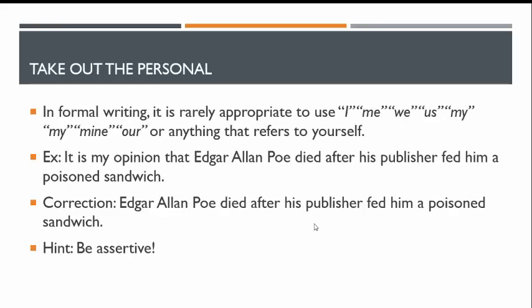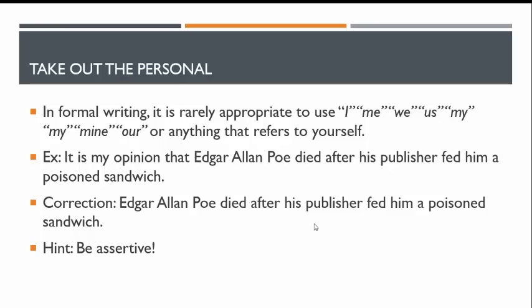Next, in formal essays, take out the personal. Do not use the pronouns I, me, we, us, my, or anything that refers to ourselves. For example, do not say, it is my opinion that Edgar Allan Poe died after his publisher fed him a poisoned sandwich. Instead, just take out the thing that refers to yourself. Edgar Allan Poe died after his publisher fed him a poisoned sandwich.